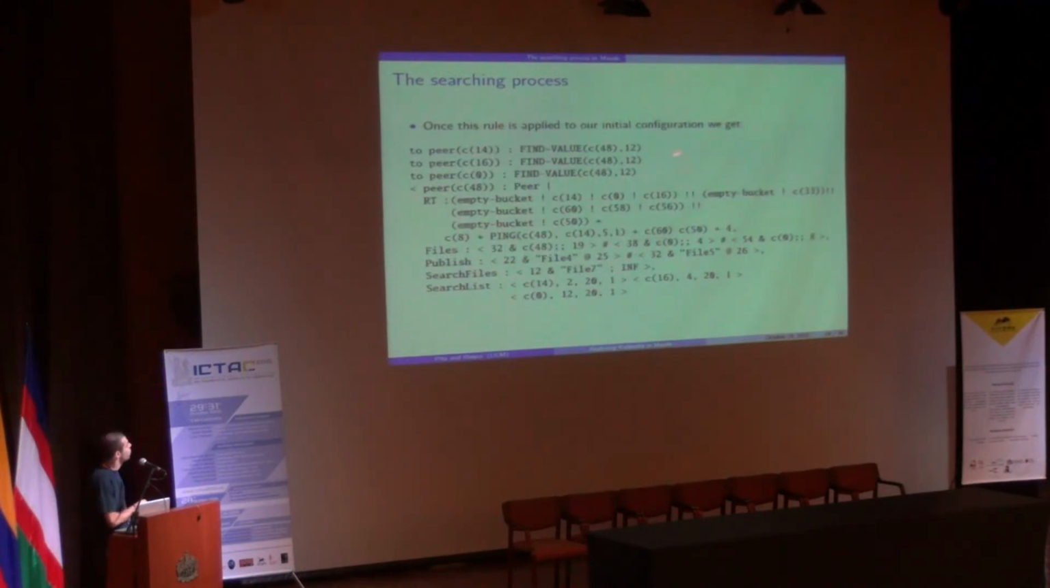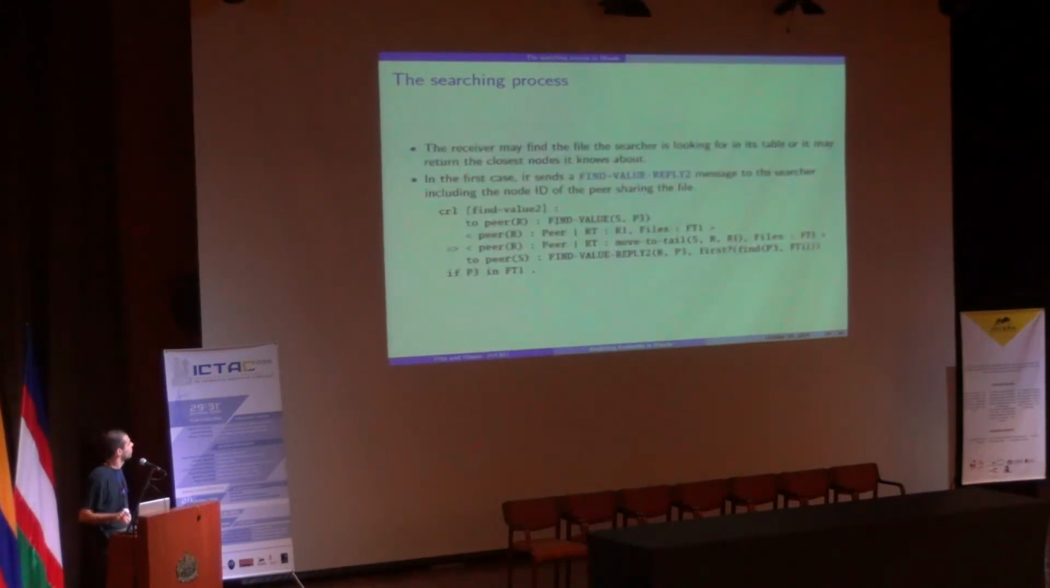And once we apply this rule 3 times, we get the peer and the 3 messages that will be distributed by the underlying protocol to the corresponding peers. Okay, so once these messages reach the peer, we have 2 options. Just this peer knows the file, so it sends the information, or it doesn't know, so it sends a list with other peers that can have the file.